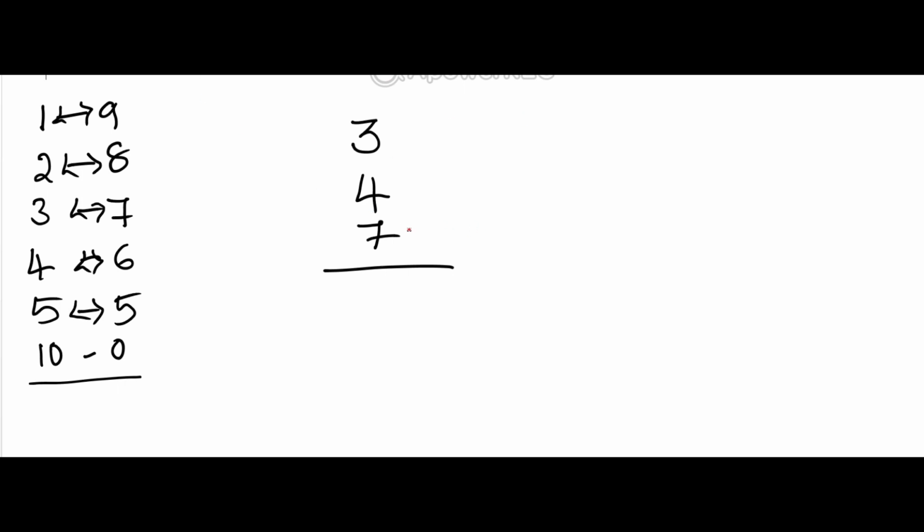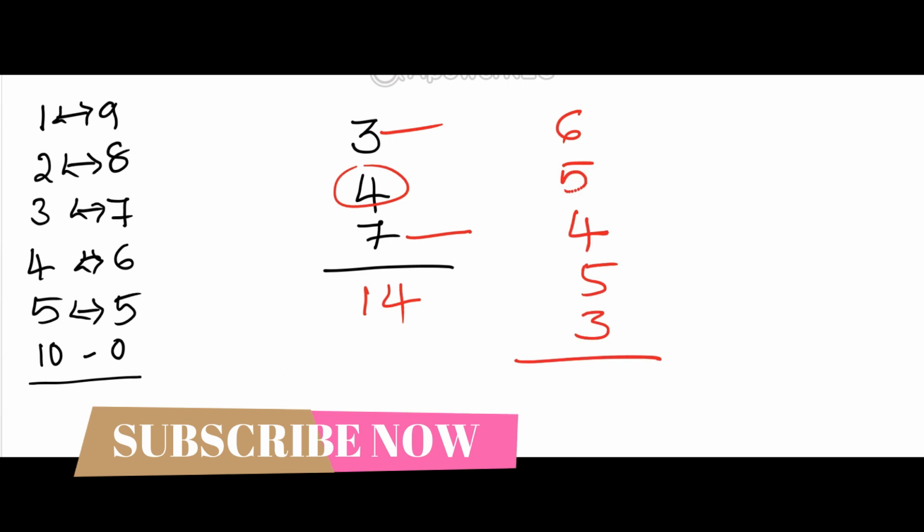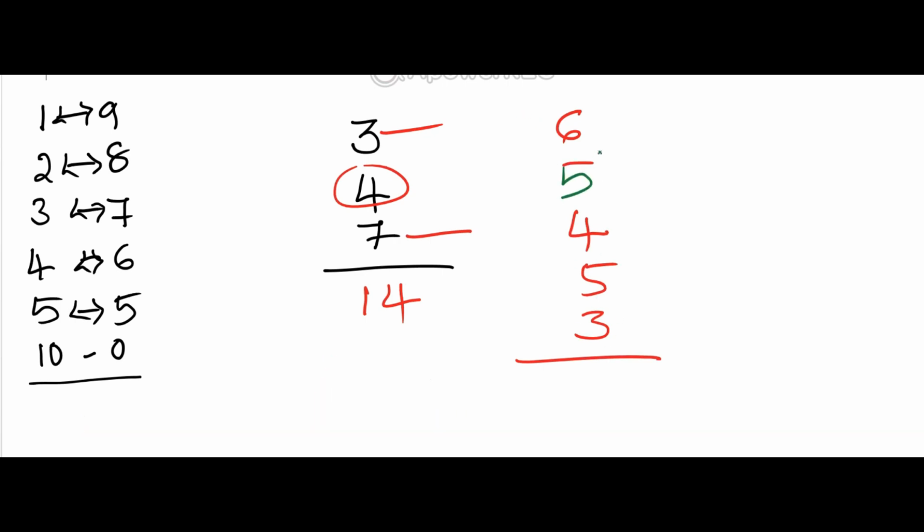Just see. Look for the friend of 7. Friend of 7 is 3, so 10. What is remaining? 4, so 14. See, tell me, where is the counting? Okay, one more problem: 6, 5, 4, 5, 3. Tell me friends, just looking at the question, you have to answer. What will we do? 6 friend is 4, 5 friend is 5, 20, 23 is the answer.